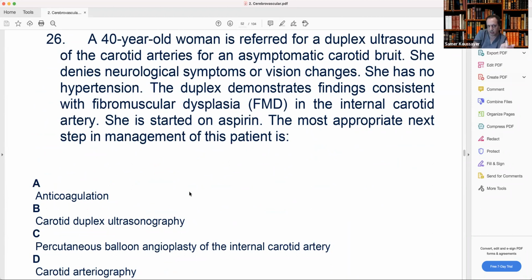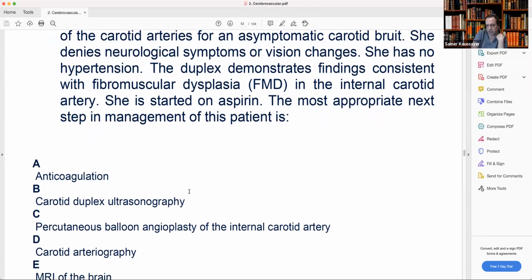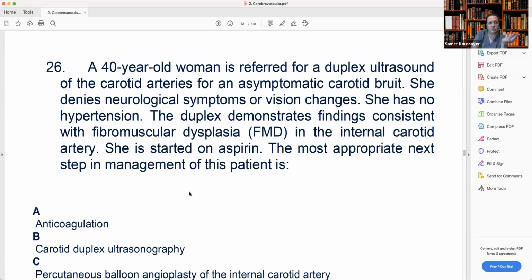You were looking for something else, but you forgot that FMD is also associated with intracranial aneurysms. It's about 13%. This is more serious than renal. Yes, I'm sure you're going to look for renal, but with this question, intracranial aneurysm could be deadly, especially at her age of 40.